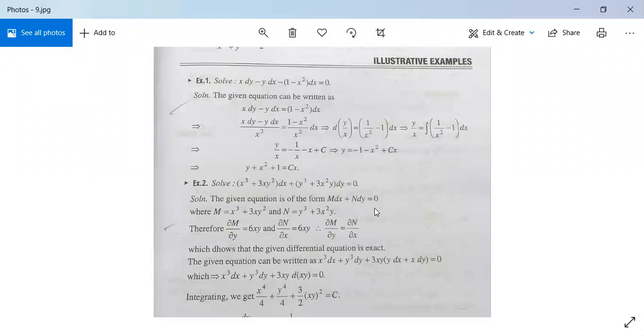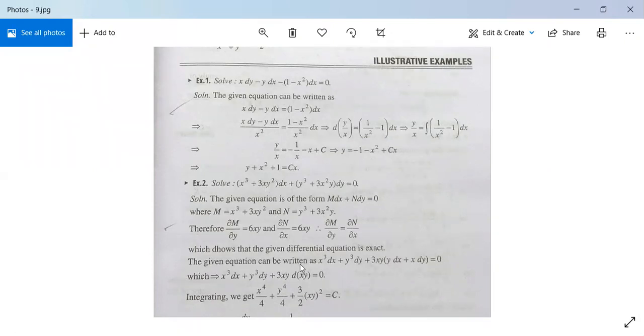If you want to see one more example, see here one more example. Solve (x cube plus 3x y square) dx plus (y cube plus 3x square y) dy is equal to 0. Here M will be x cube plus 3x y square and N will be y cube plus 3x square y. So partial differentiation of M with respect to y will be 6xy, and partial differentiation of N with respect to x will be 6xy. So both of them are equal, and hence the given differential equation is exact.